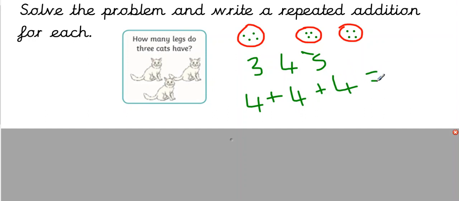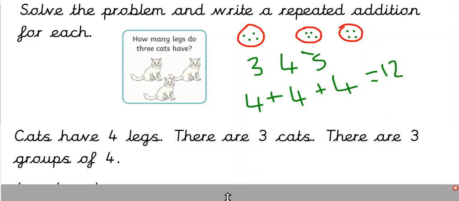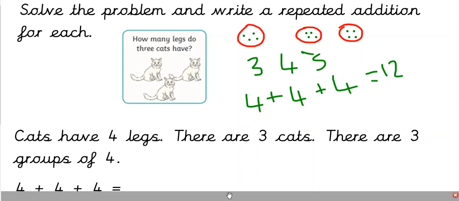Then if I work that out, 4 add 4 add 4 is 12. Okay, so how many legs do 3 cats have? They have 12. So cats have 4 legs. There are 3 cats. There are 3 groups of 4. Okay, 1, 2, 3 groups of 1, 2, 3, 4. So 4 add 4 add 4 is 12.